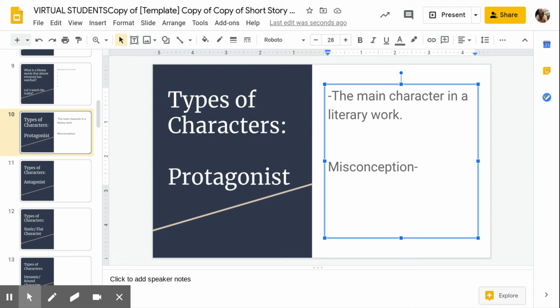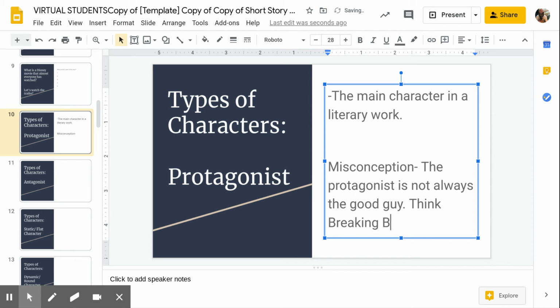If any of y'all have seen Breaking Bad, Walter White is not always known as the good guy. The Grinch Who Stole Christmas is another example. Those are two examples of the protagonist not necessarily being the good guy, but about 95% of the time that is the case, just not 100% of the time. So, misconception: the protagonist is not always the good guy. Think Breaking Bad or the Grinch.